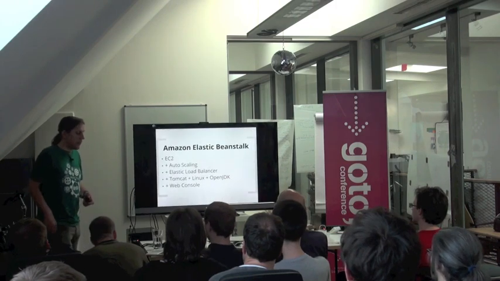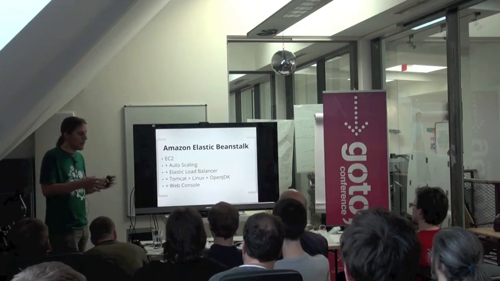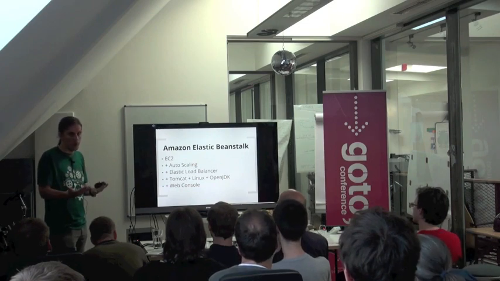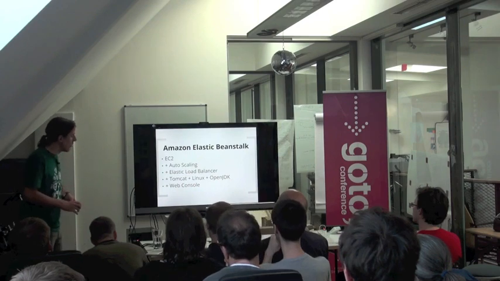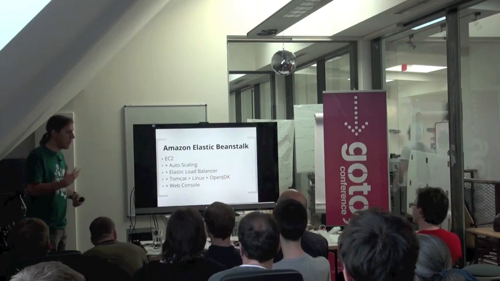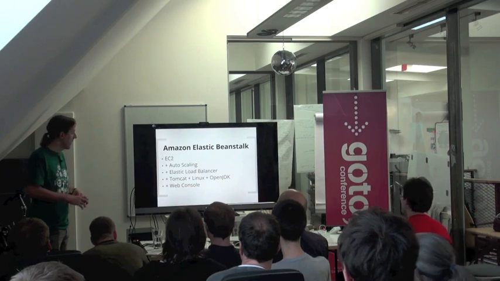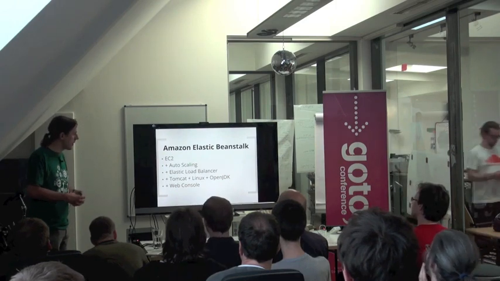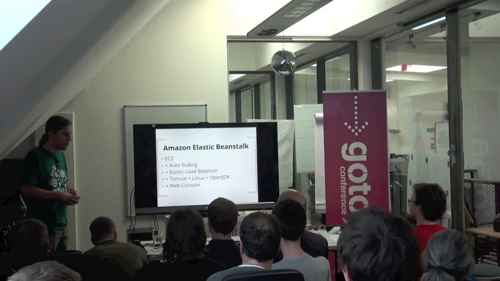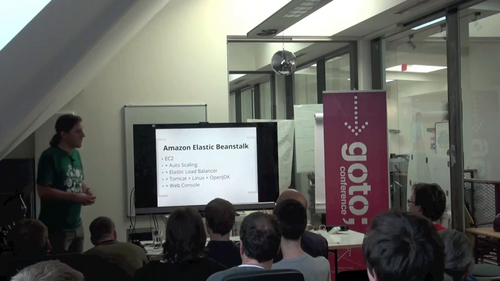So what is Amazon Elastic Beanstalk? What it is basically, they have taken EC2 to run the applications on, plus EBS for local storage, local hard disks, auto-scaling to start new instances if load increases, the Elastic Load Balancer to balance load between those started instances, and then a pretty standard Java stack, I would say. So Tomcat web server, Linux operating system, and OpenJDK as the JDK, and a nice web console to run your applications on. That is basically it.